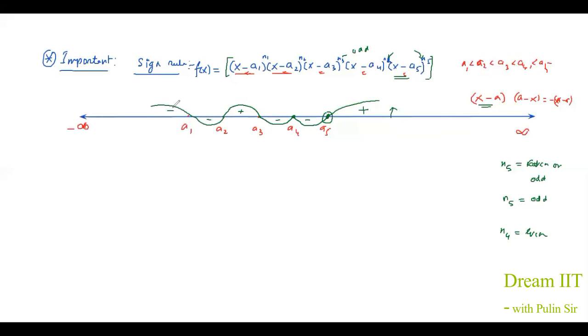And once you finish with this, now if I ask you where this f(x) will be positive, you can write easily that my interval will be minus infinity to a1, and then union a2 to a3, and then union a5 to infinity, and the reverse is negative, right?